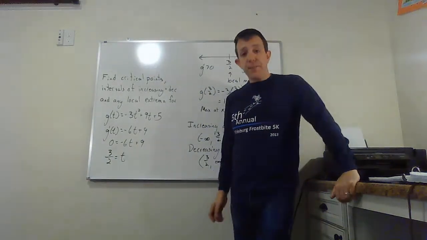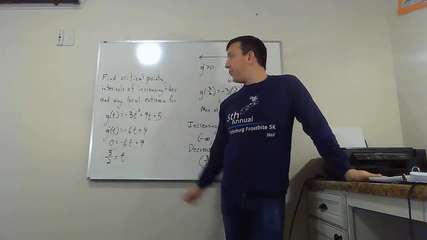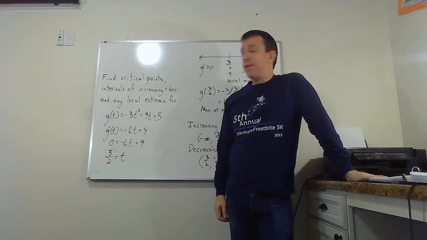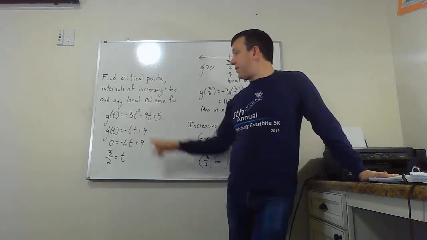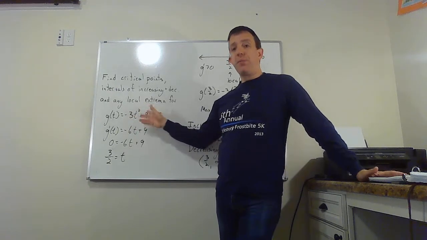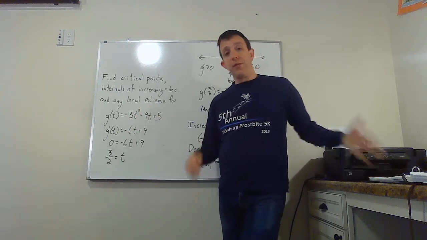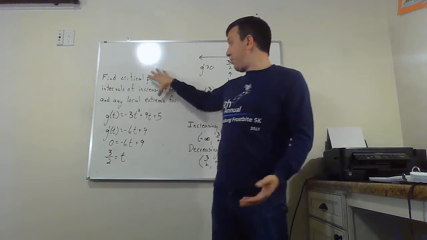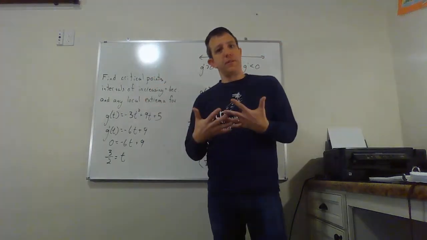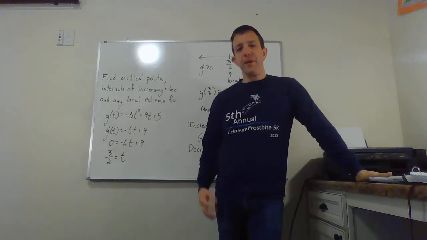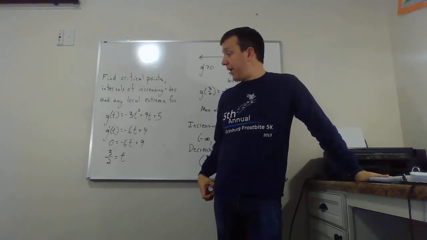Okay, so here's my first example. I want to find critical points, intervals of increasing and decreasing, and any local extrema for this function g of t is equal to negative 3t squared plus 9t plus 5. So the good news is all the parts of this question, critical points, the intervals, and extrema are all connected together. Right, that's what we get out of that first derivative test.